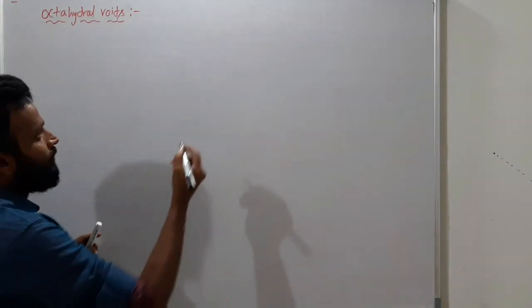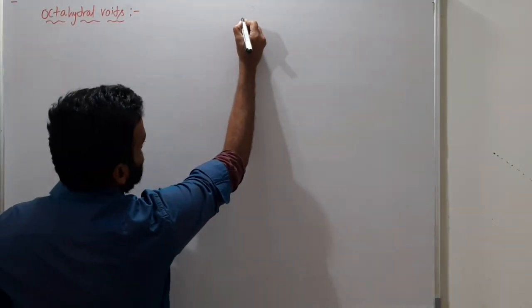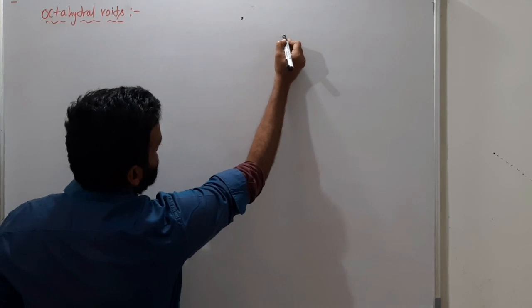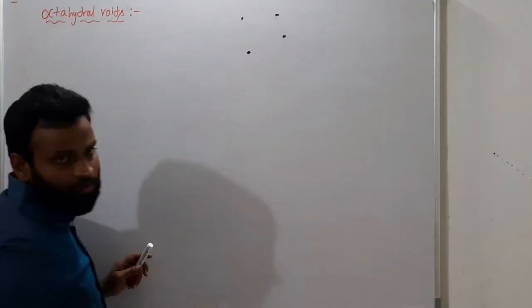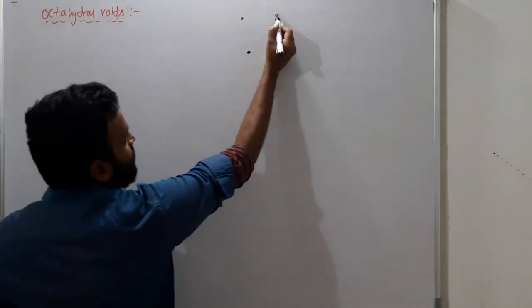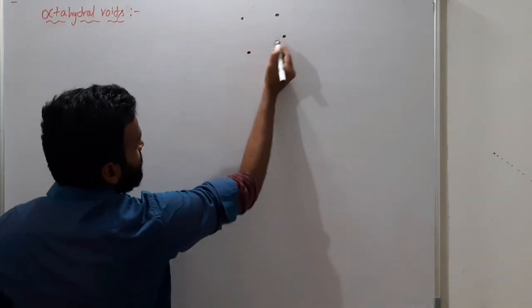Yesterday we discussed tetrahedral voids. How are the tetrahedral voids forming? Tetrahedral voids are forming between 4 atoms. Correct? So this is one atom, this is second, this is third, and this is fourth.